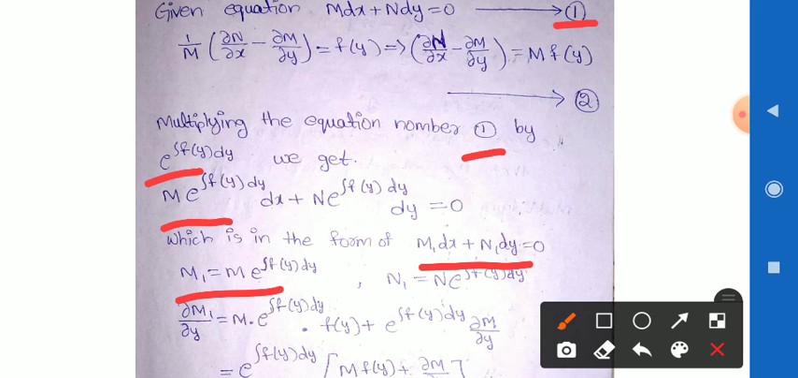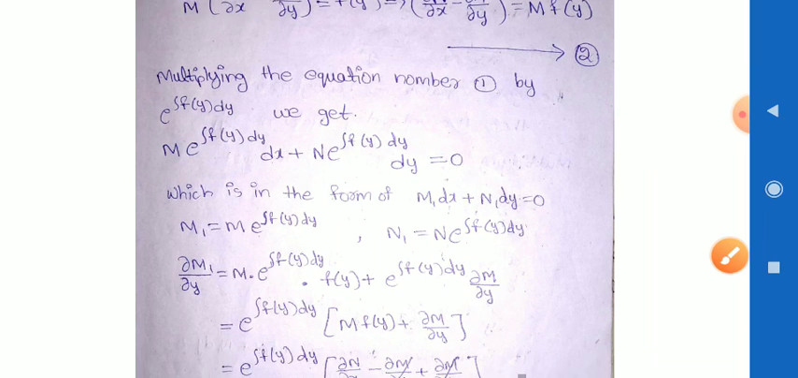Here the given differential equation m1 dx plus n1 dy is equal to 0 is said to be exact if the condition is satisfied. The condition is dou m1 by dou y is equal to dou n1 by dou x. If this condition holds, then we say that m1 dx plus n1 dy is an exact differential equation. Then we say that this exponential integration f of y dy is an integrating factor.